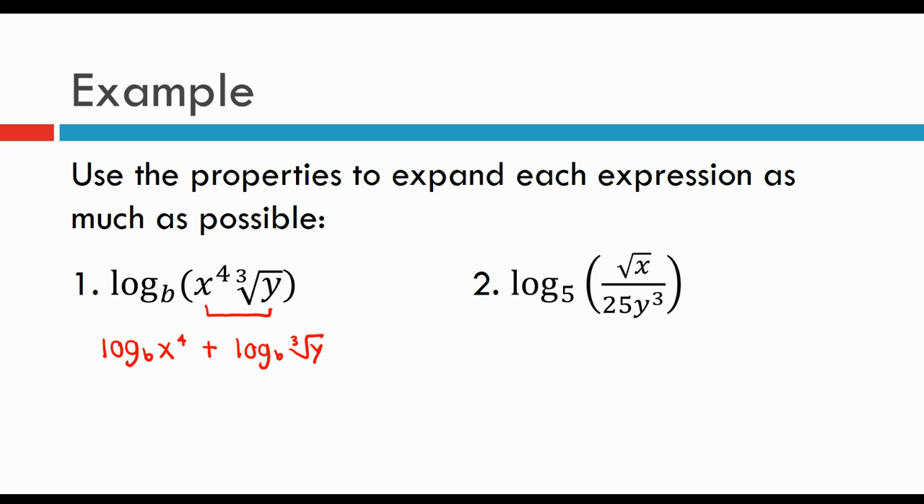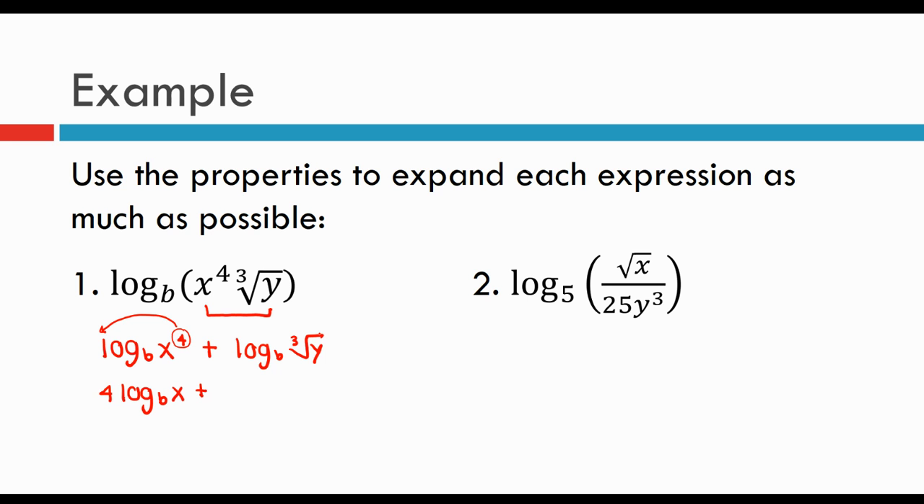Okay, so we've expanded through addition, but notice how in the first term we have an exponent, which means we get to use the product rule. I get to move that 4 out in front. So we're going to have 4 times log base b of x.